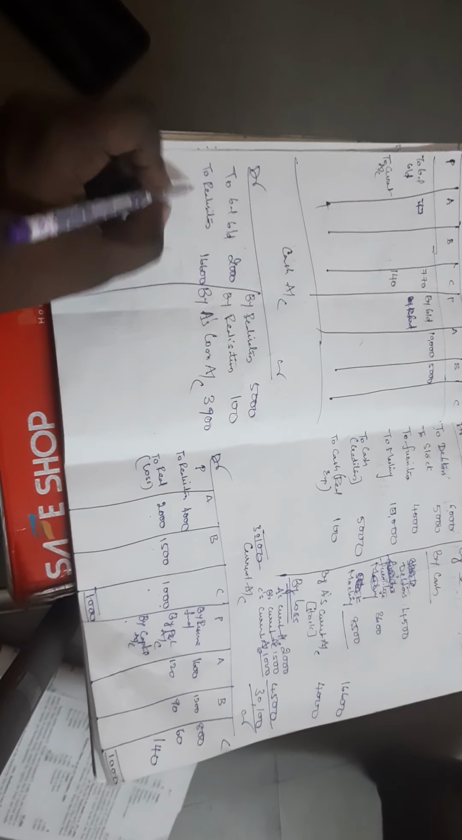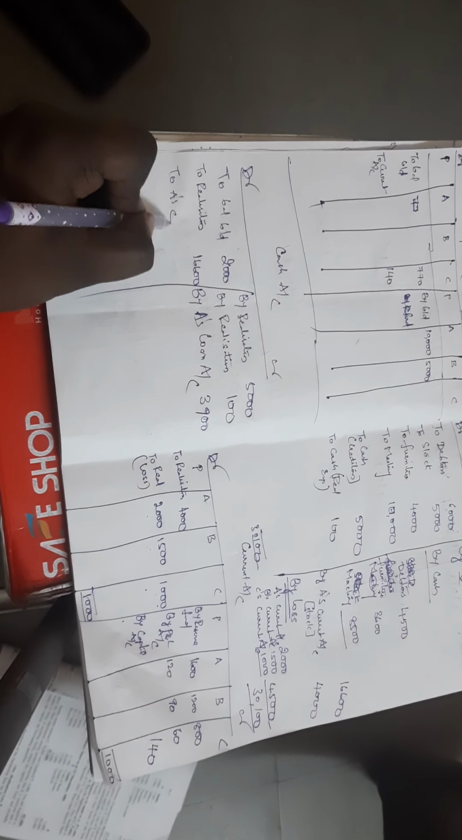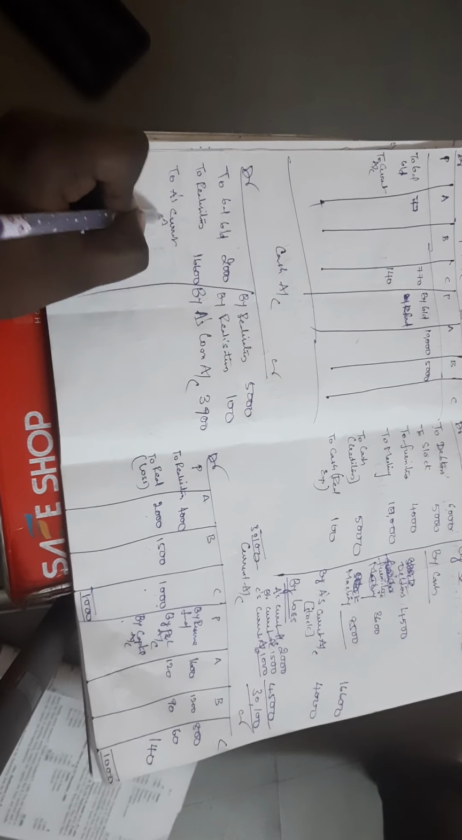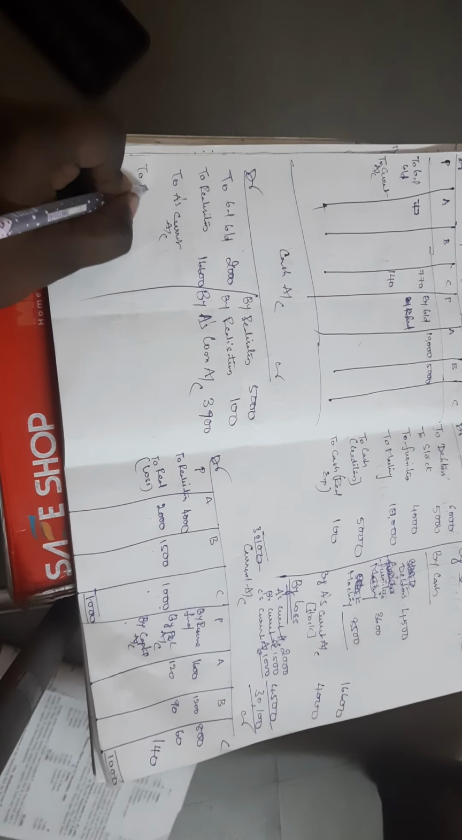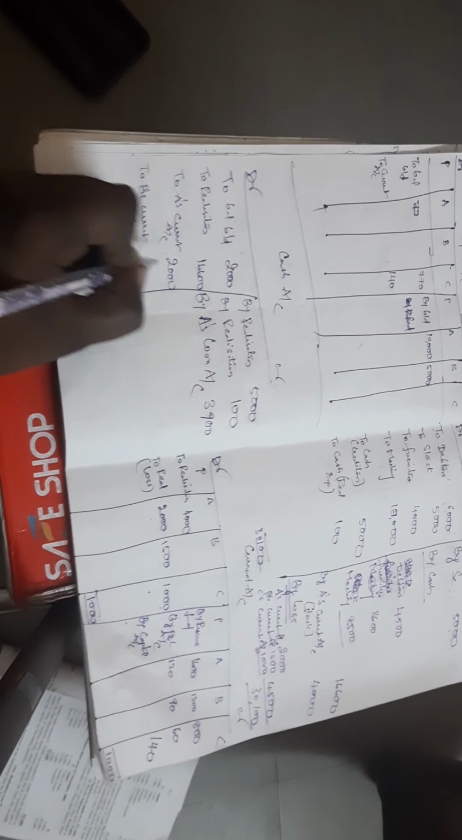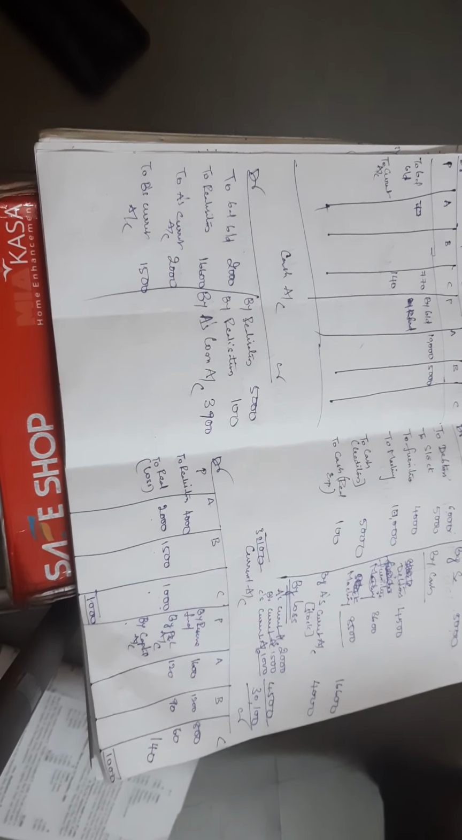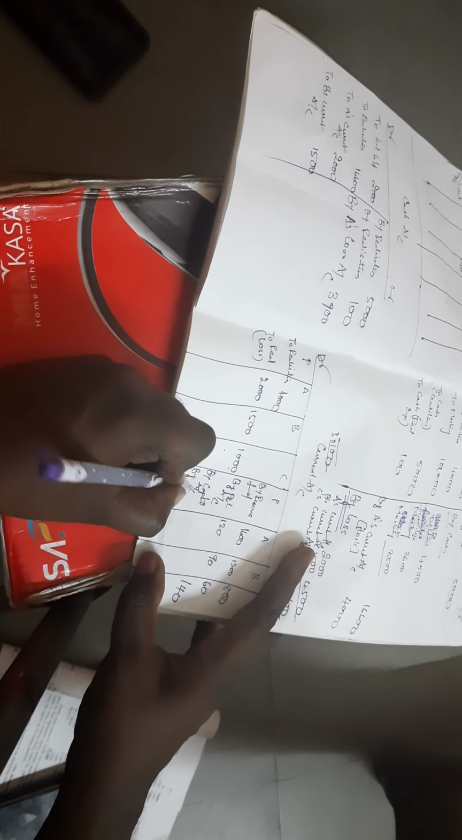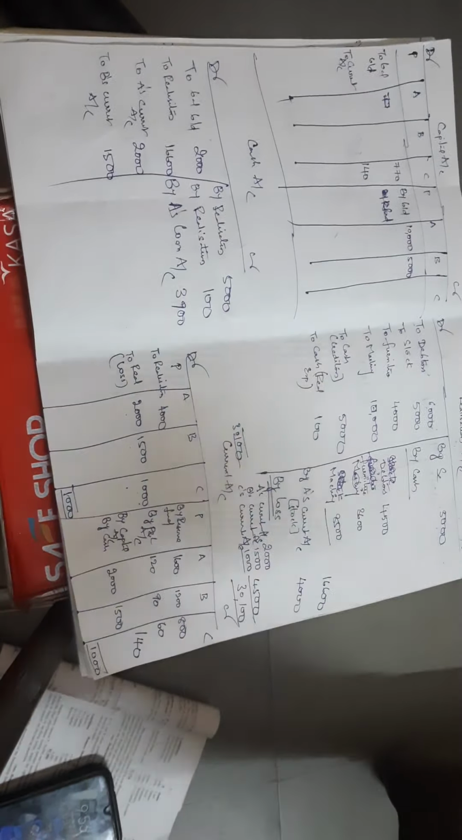So see here, to A's current account and to B's current account. How much is it? 2000 and 1500. C will not bring it, the reason being C became insolvent. So again the same amount we will write in the current account, by cash 2000 and here 1500.